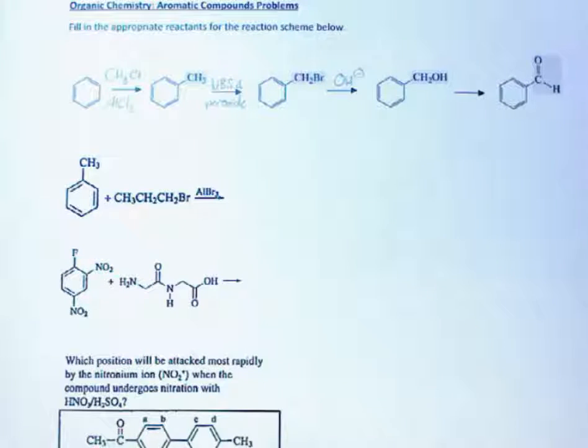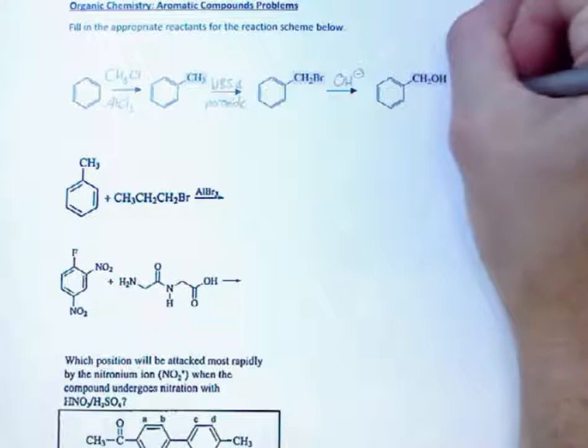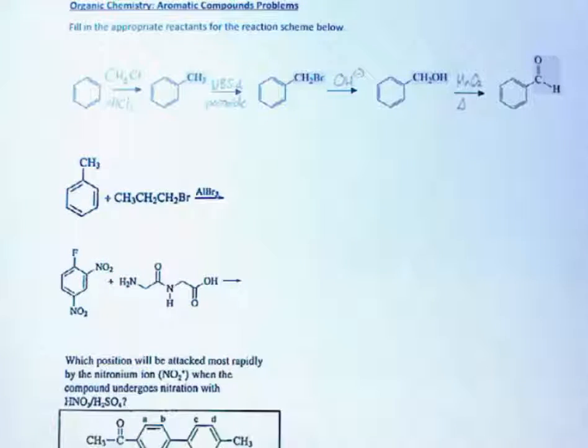Next, for the final step, we are creating an aldehyde. We cannot use something like dichromate or permanganate because that will oxidize it all the way to a carboxylic acid. Therefore, to get just the aldehyde, we will use MnO2 to ensure that we get just the aldehyde product.